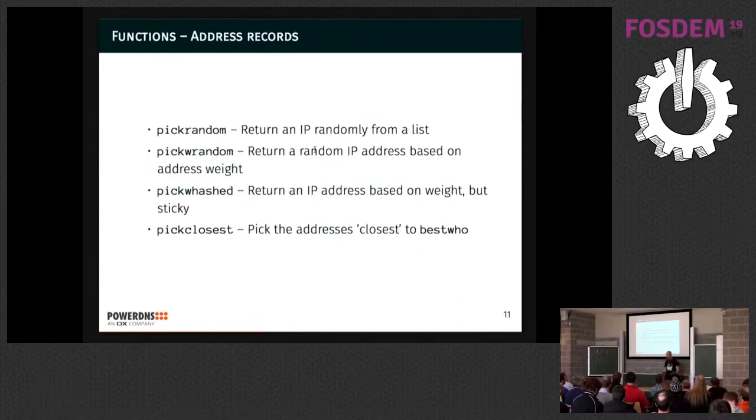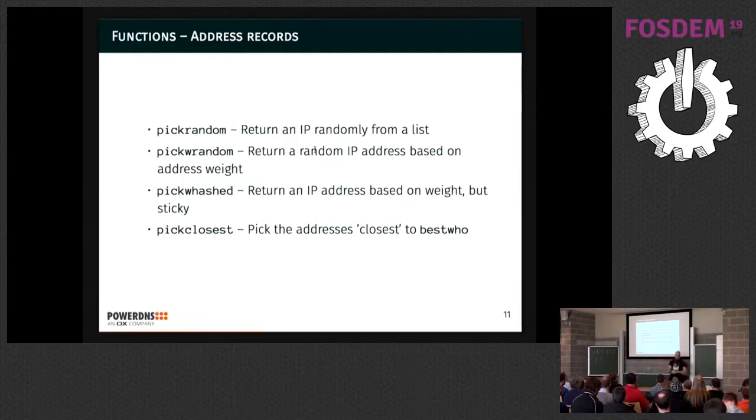And then we have a couple of functions to create address records. So we have pickrandom. You just supply it with a list of IP addresses and it will randomly hand out one. Then pickwrandom will hand out a random IP address from a list, but that list is weighted. I will have examples later on as well. So you can have a record with a weight of 20 and one with a weight of 10, and we will return the record with a weight of 20 twice as often as the one with 10.